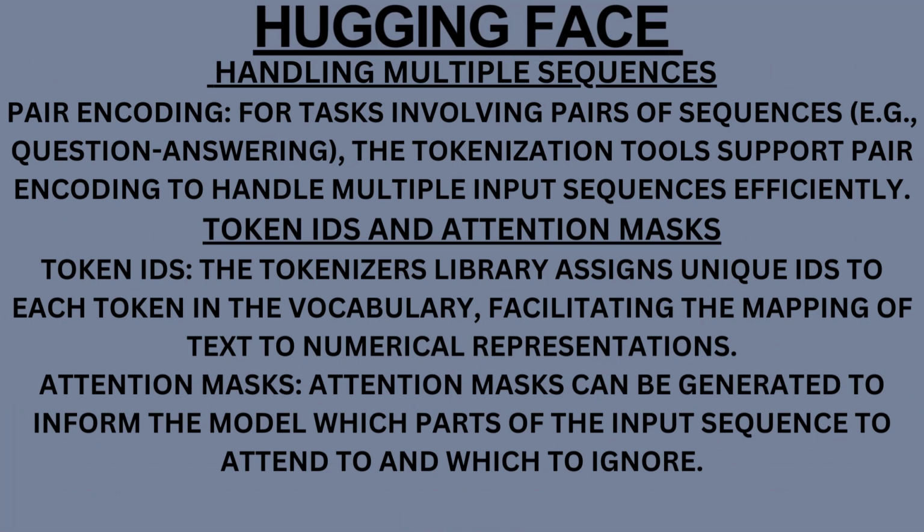Handling multiple sequences. Pair encoding. For tasks involving pairs of sequences, that is, question answering, the tokenization tools support pair encoding to handle multiple input sequences efficiently. Token IDs and attention masks. Token IDs. The tokenizers library assigns unique IDs to each token in the vocabulary, facilitating the mapping of text to numerical representations. Attention masks. Attention masks can be generated to inform the model which parts of the input sequence to attend to and which to ignore.